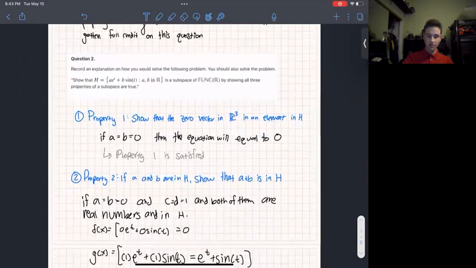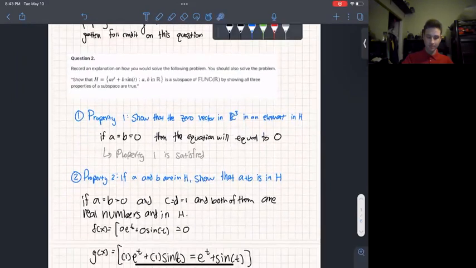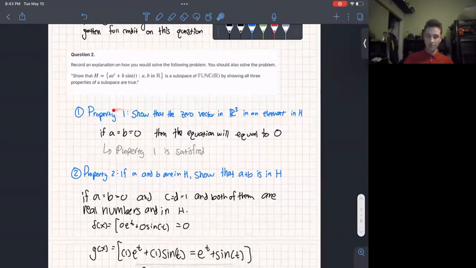Now on question 2, show that H is a subspace of func_R by showing all 3 properties of a subspace are true. Going through the properties, property 1 is showing that the 0 vector in R3 is an element in H. If A equals B equals 0, then the equation will be equal to 0. If you put zeros in, you'll get zeros out. Therefore, the 0 vector exists, which means property 1 is satisfied.